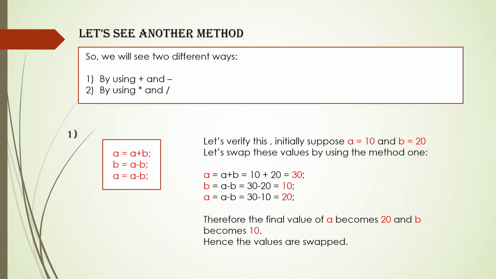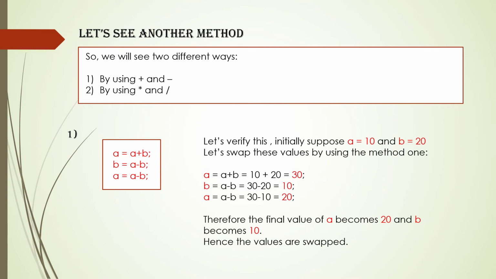So the first one is by using addition and subtraction operators, and the second one is by using multiplication and division operators. So let's focus on the first method. See the syntax here. I have mentioned A equals A plus B, then B equals A minus B, and lastly A equals A minus B. Let us understand by taking one scenario. Let the value of A be 10 and the value of B be 20 initially. Now the first step is A equals A plus B. That means A equals 10 plus 20. Now the value of A becomes 30.